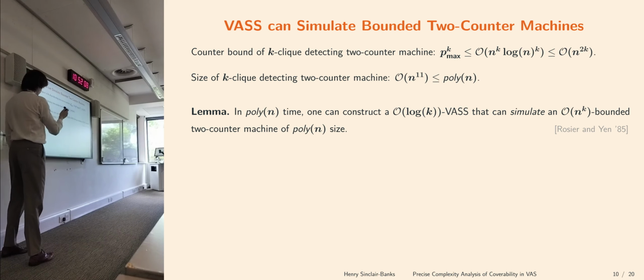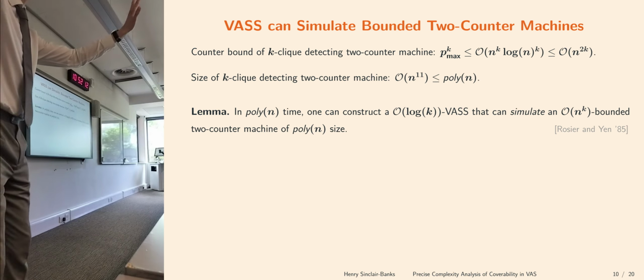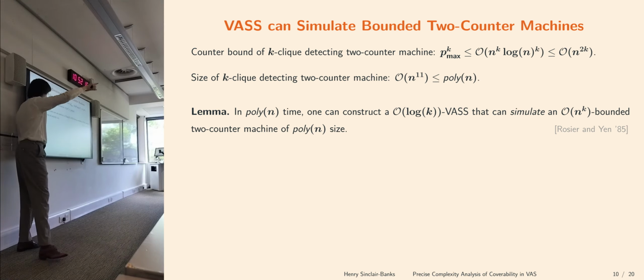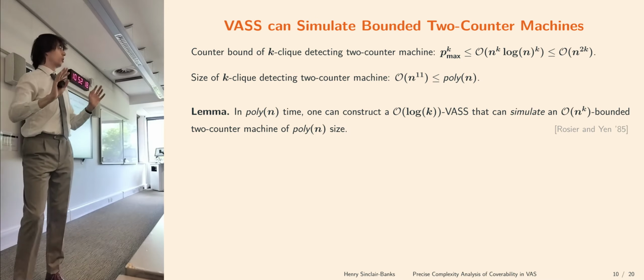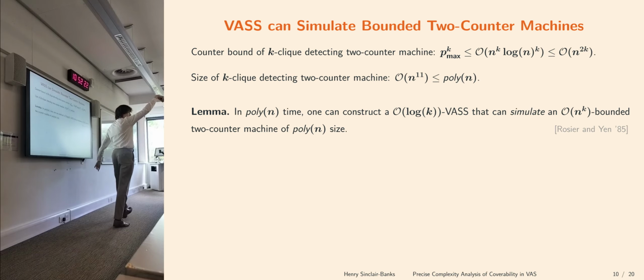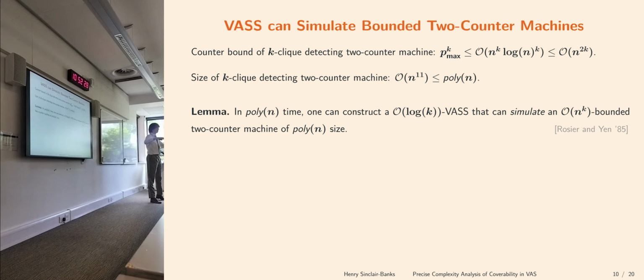They have the following. In polynomial time, one can construct a VASS with log k many counters that can simulate an n to the k bounded 2-counter machine that's polynomial size. This is very efficient. I've got an exponential k, and I'm simulating this with log many counters. So you kind of see maybe there's a double exponential relationship. This is looking really good for me. You should get excited at this point, like me.